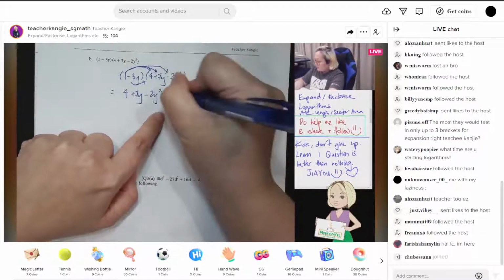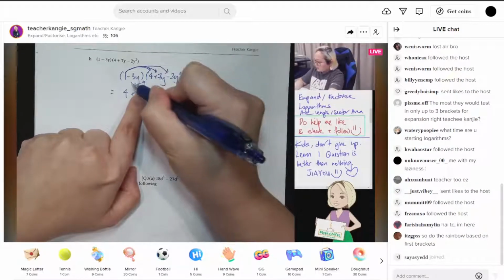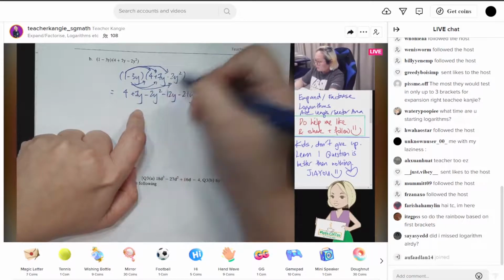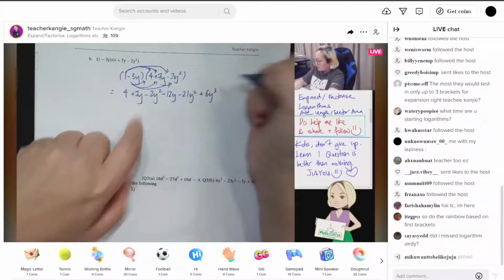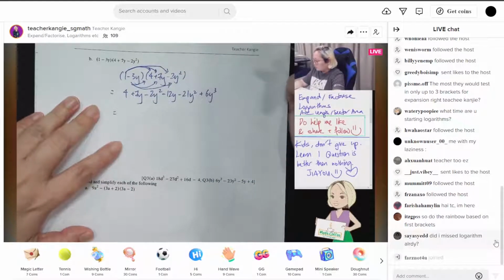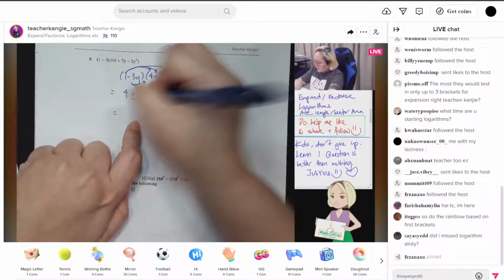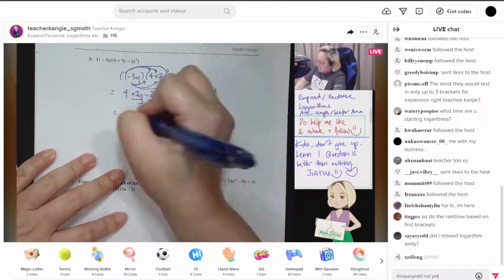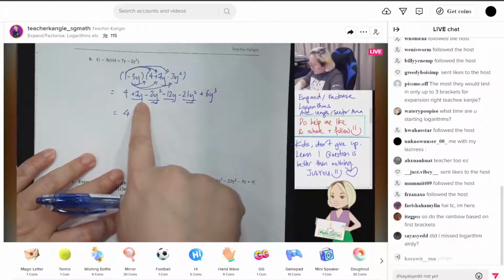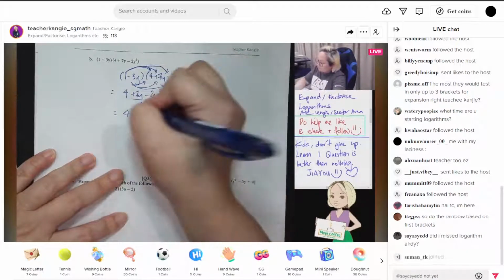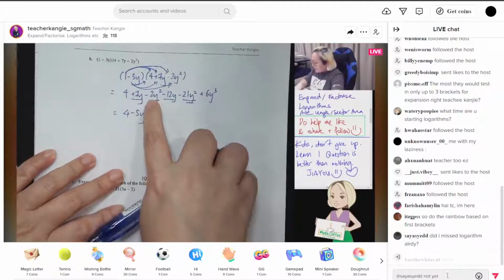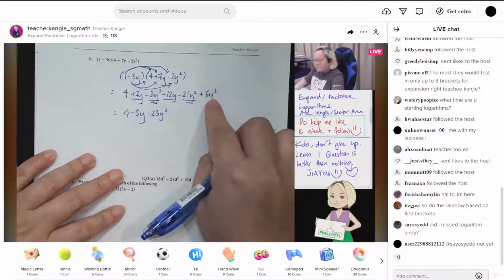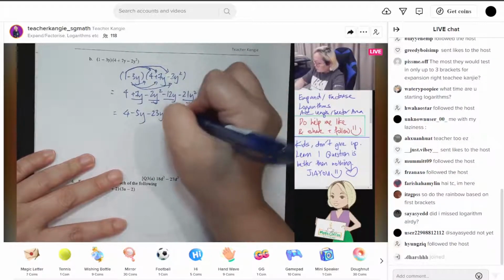This one times this one is minus 12y. This one times this one is minus 21y squared. This one times this one is plus 6y cubed. So let's group all the like terms together. This and this is like terms. This and this is like terms. So 4 is standalone, just put 4. And then my y will be 7 minus 12, so it's minus 5y. Minus 2 minus 21, so it's minus 23y squared. And lastly, 6y cubed got no friend, so just put standalone.